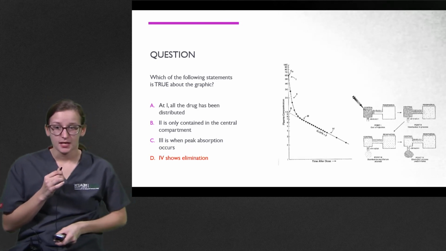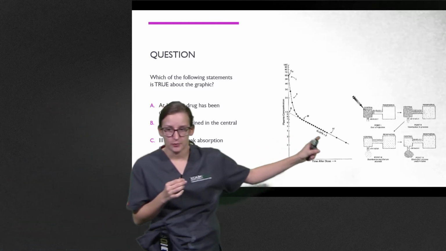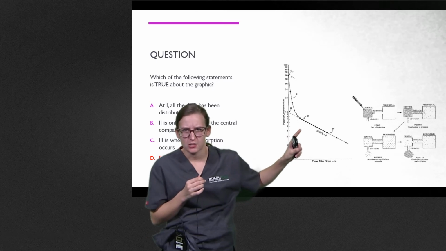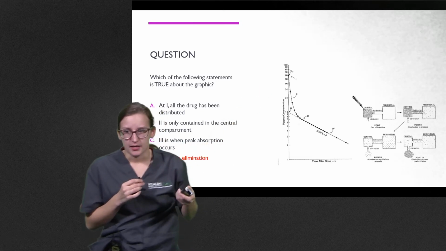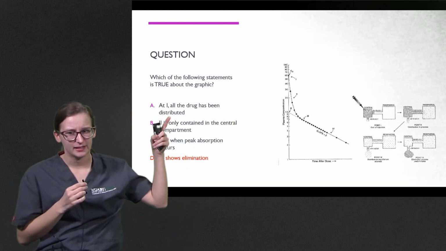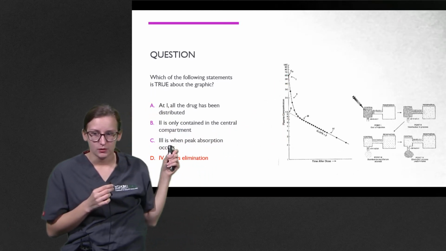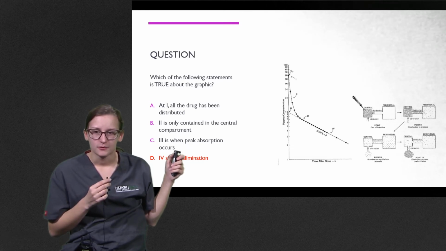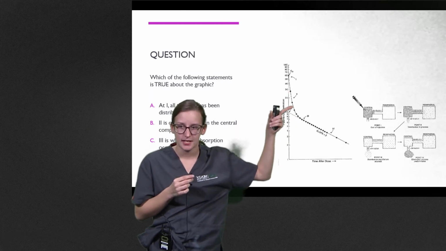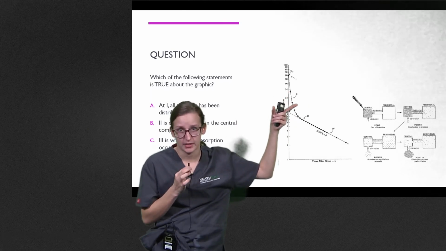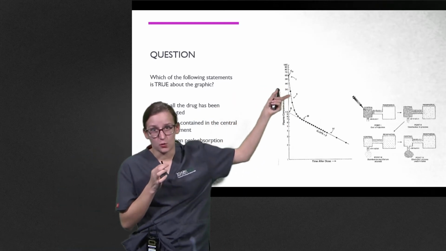All right, so in this case, 4 shows elimination here. So like we said earlier, this is elimination. This is where distribution is just about finishing up. Here we're rapidly distributing. Here we've just injected into the body, so you haven't completely distributed everything. You're waiting to distribute around here. At 2, it's not just in the central compartment. Although this shows what the central compartment is doing, technically that drug is going into the peripheral compartment. So that's what that means right there. And then peak absorption occurred probably at 1 when we administered it.